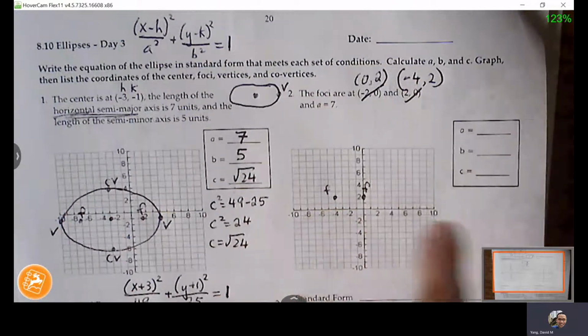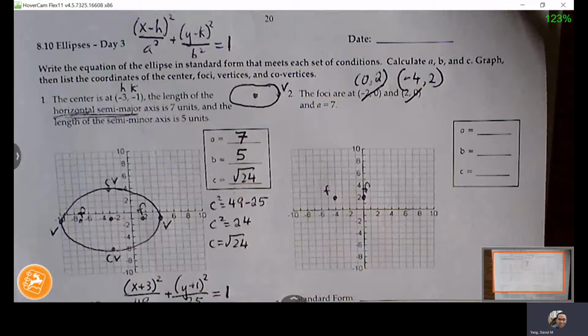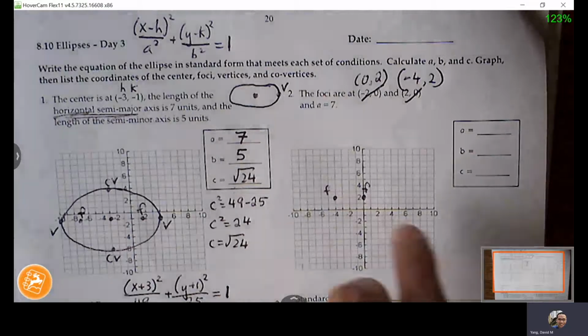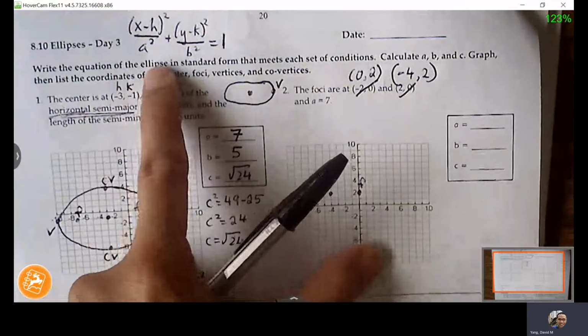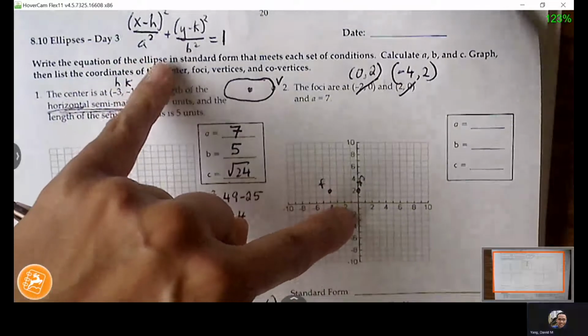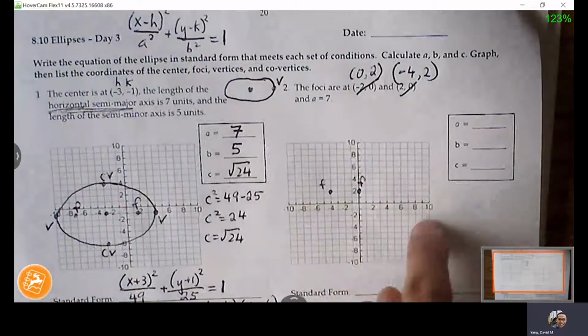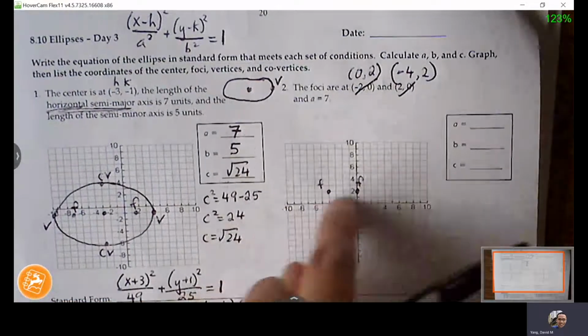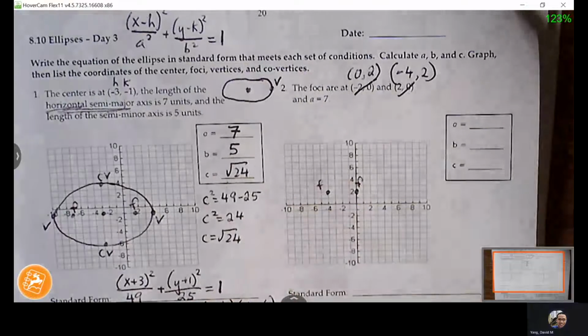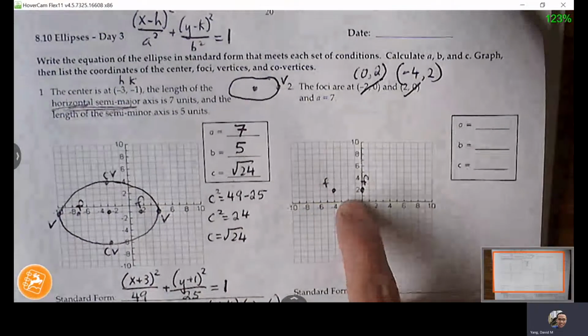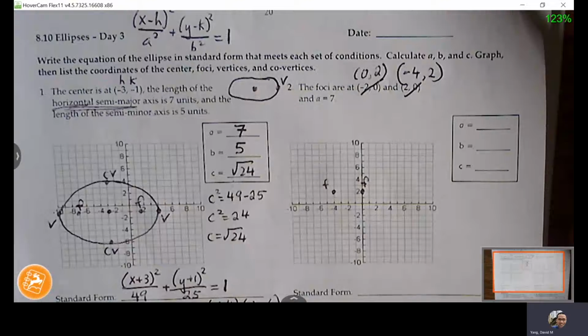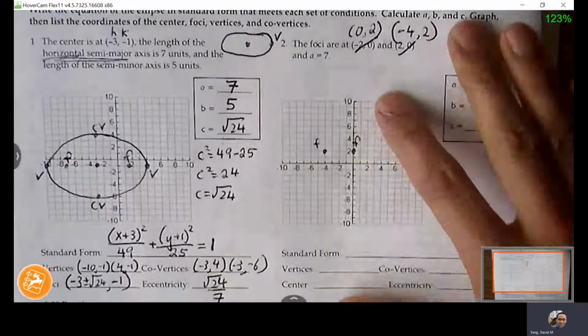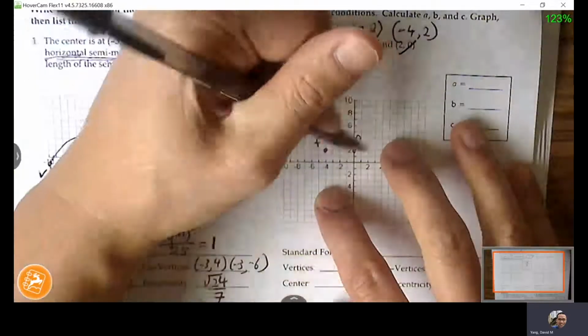You look at how the foci and vertices or co-vertices are oriented, and instantly you already know which form it has to be, right? The only way the foci will be directly across from each other is if they're on that horizontal axis. Okay. Now, if I know the foci, what information can I find? The center, right? Because the center is directly between them.